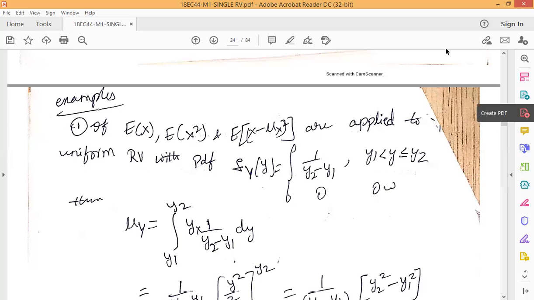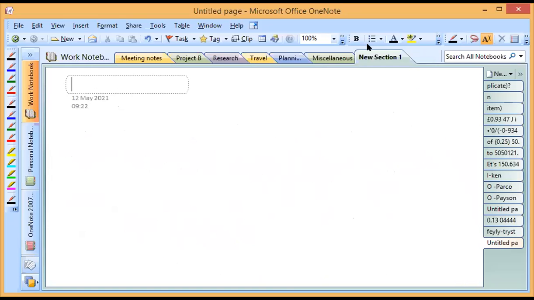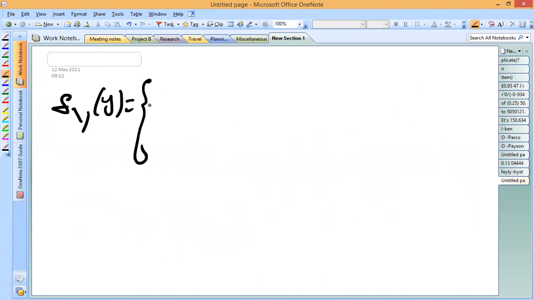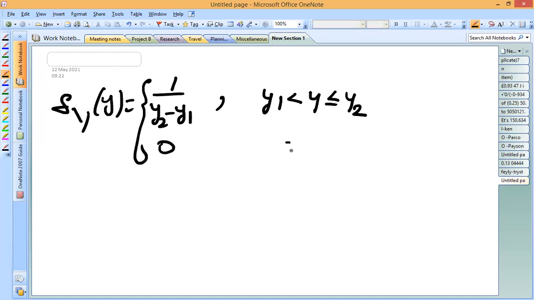I'll just go on solving this. Along with me, you can also solve and copy the problem. I'll just share the screen here. So here we'll start. We are given fy of y equal to 1 by y2 minus y1, available for y1 less than y less than or equal to y2, and it is 0 for other values of y.